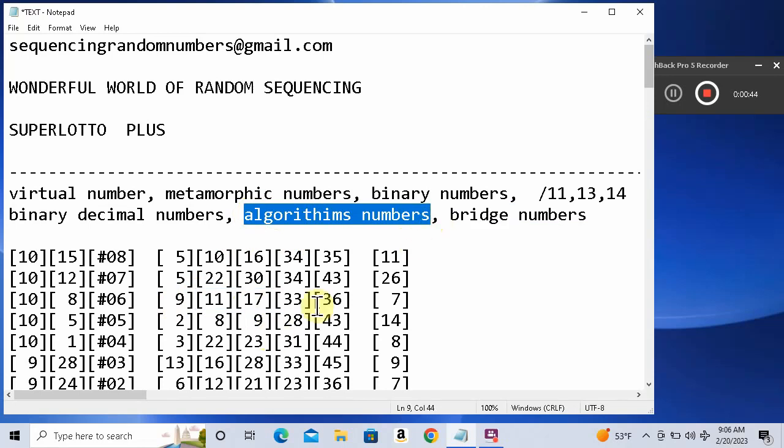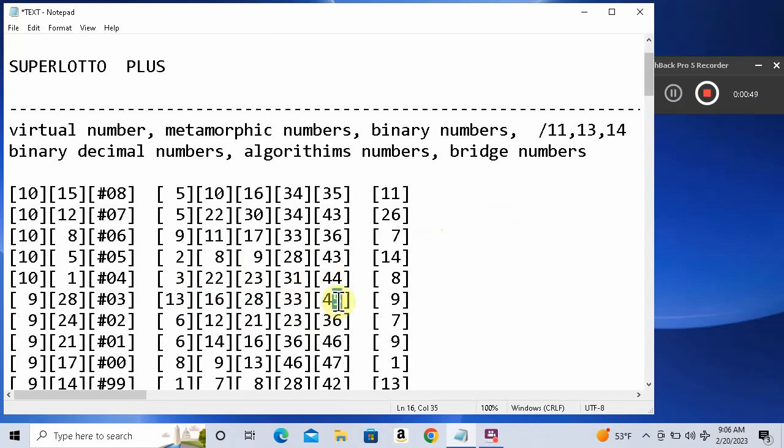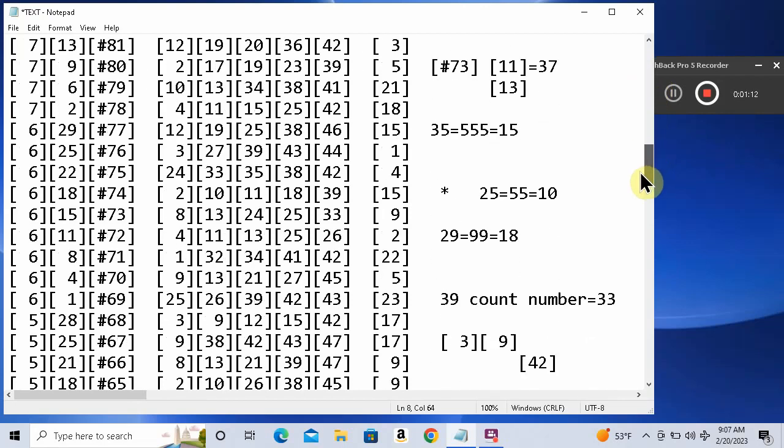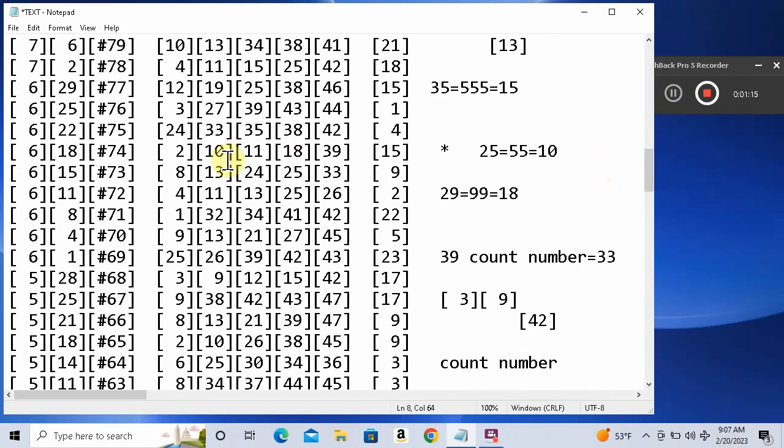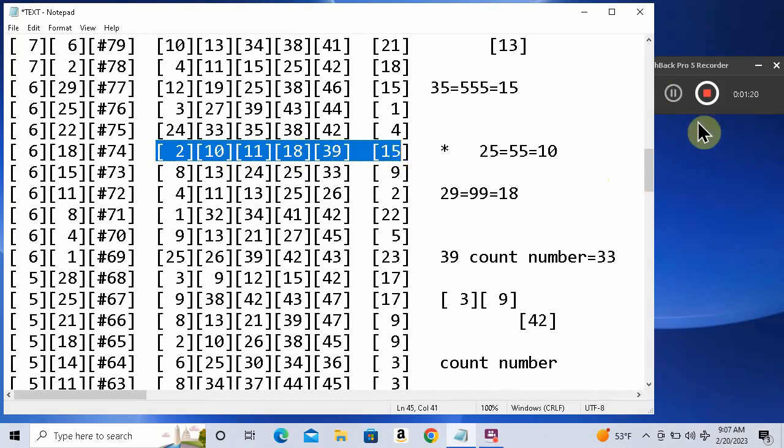All numbers have an algorithm, and even two numbers like this. This is 56. That has its own algorithm. There were numbers to the right-hand side of two cells. They have algorithmic potential there, and then bridge numbers. The bridge numbers hop to the linked sequences, and the bridge numbers are 11, 13, and 14. The sequence we're going to be looking at right here is 2, 10, 11, 18, 39, and 15.